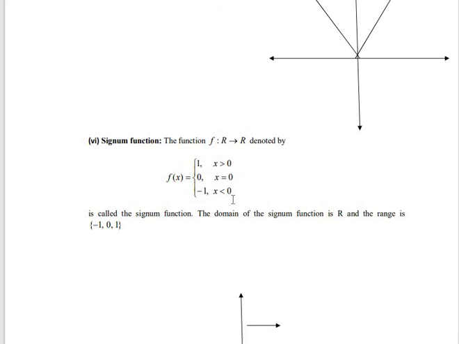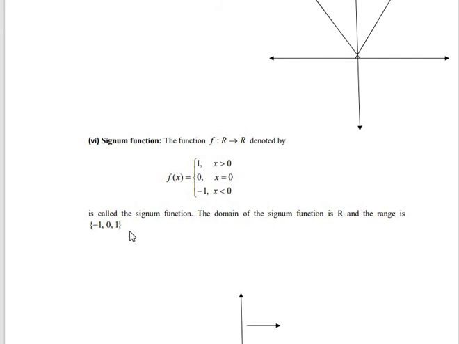Now for this particular function, the domain of the signum function is R. Why is the domain of the signum function R? Because any real number you can take as a value of x. So for every real number, the function f of x is defined. Is it true? See, here all three conditions are given: x is greater than 0, x is equal to 0, or x is less than 0. That means for any real number you will have the value. So that's why the domain of the signum function is R.